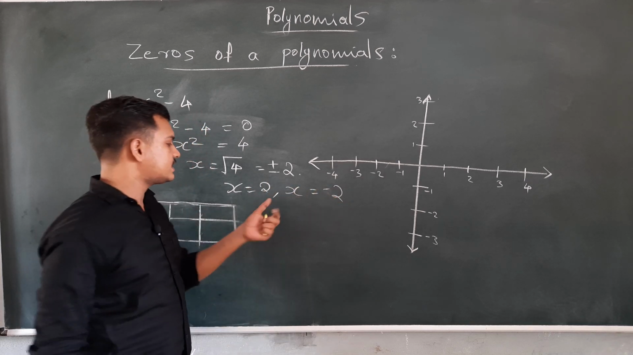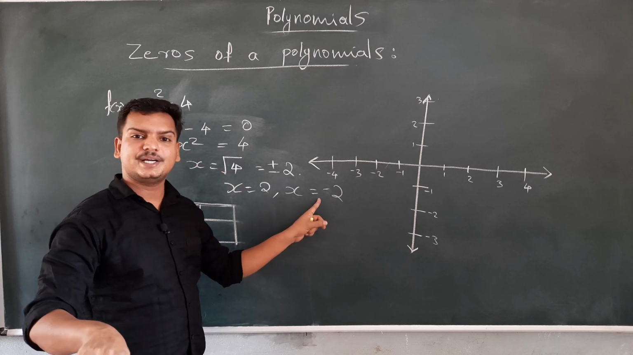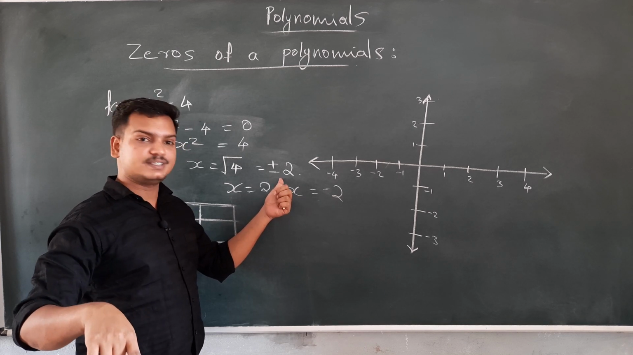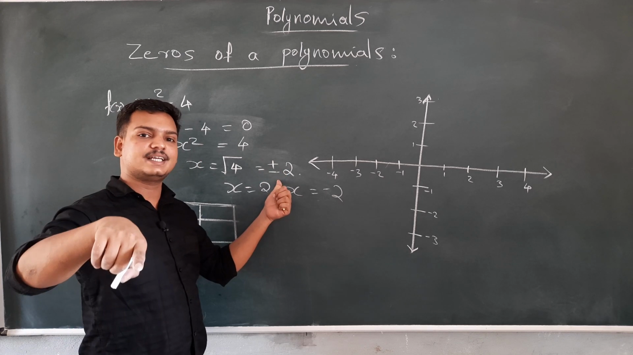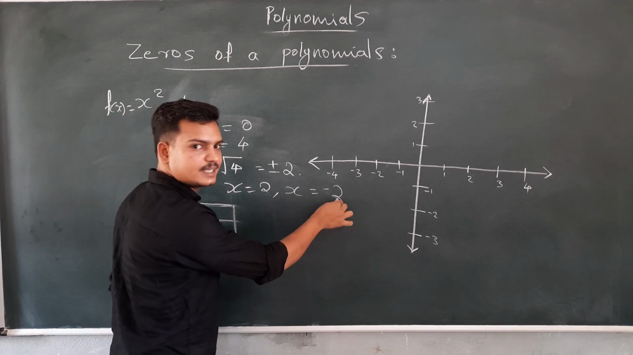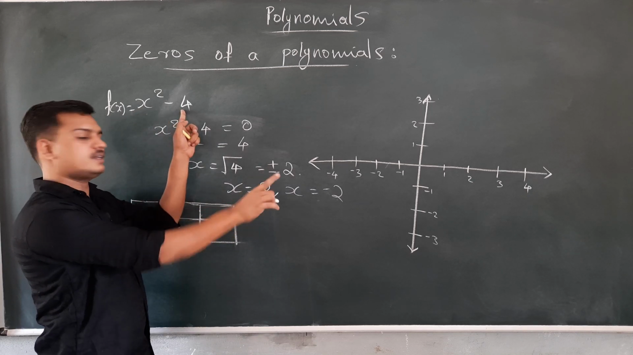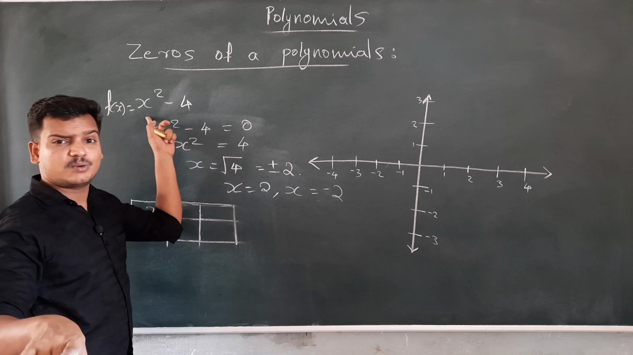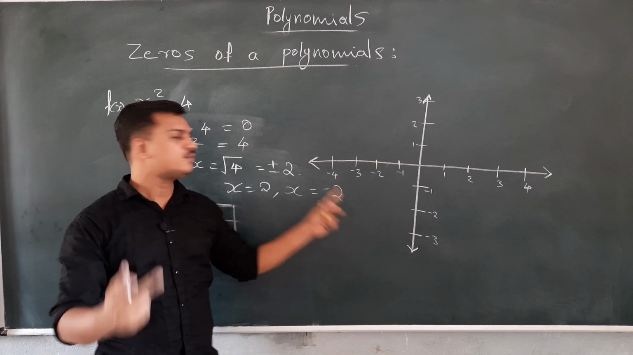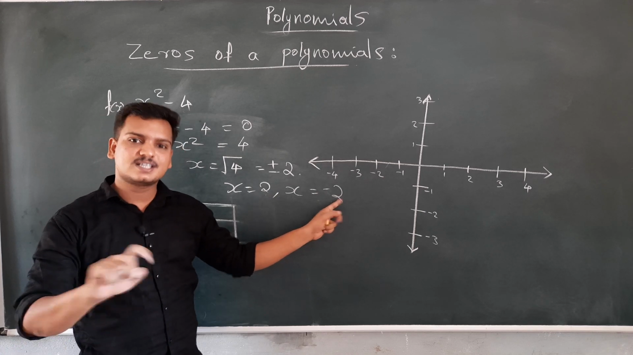Is it correct or not? Let's check. What is the square of 2? That is 4, right? The square of minus 2 is also 4. We can make a detailed discussion on this plus or minus in the quadratic equations chapter. So here we got two zeros, x equal to 2 and x equal to minus 2. Let's check if it is correct. Substitute: 2 square is 4, 4 minus 4 is 0. Minus 2 square is also 4, 4 minus 4 is 0. So 2 and minus 2 are the values for which the value of the polynomial is 0. So we can call 2 and minus 2 the zeros of the polynomial.